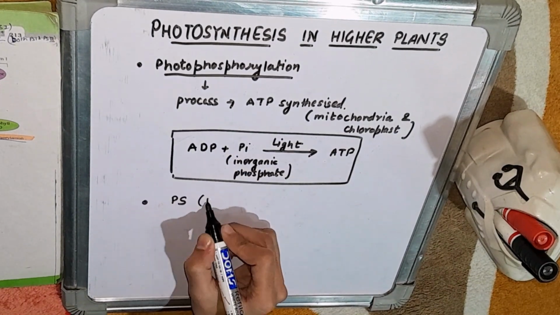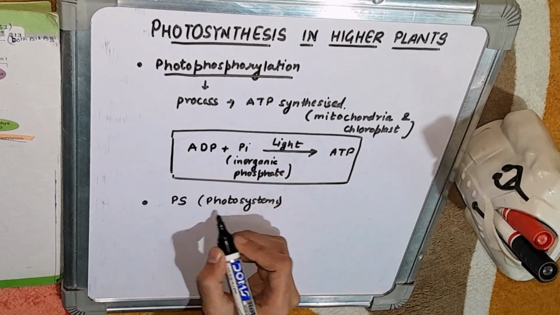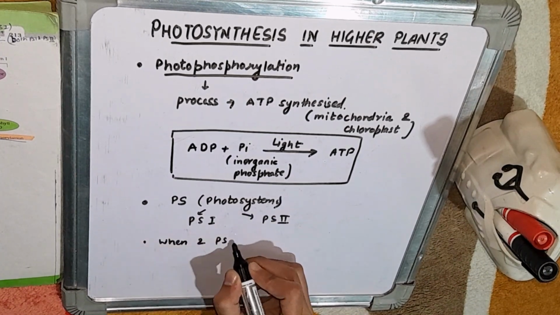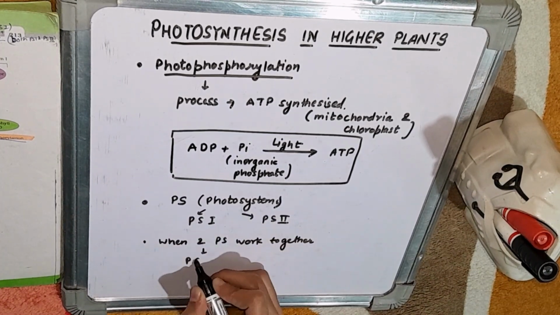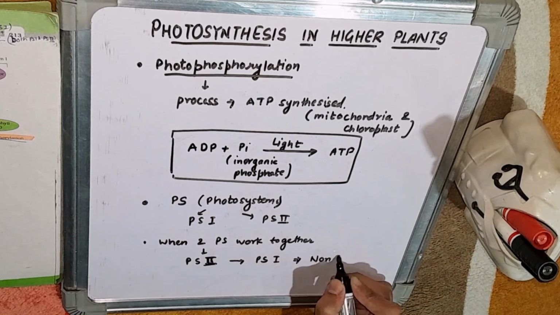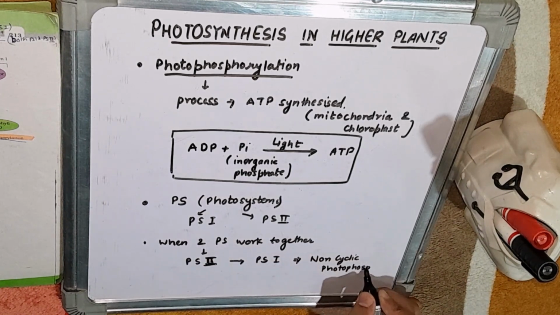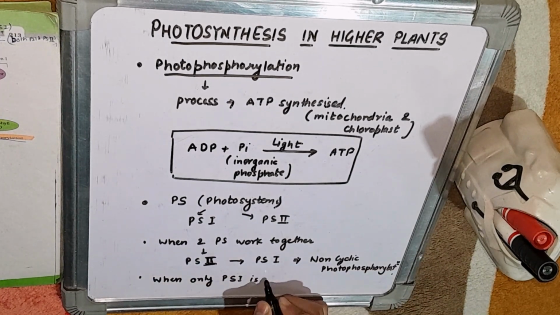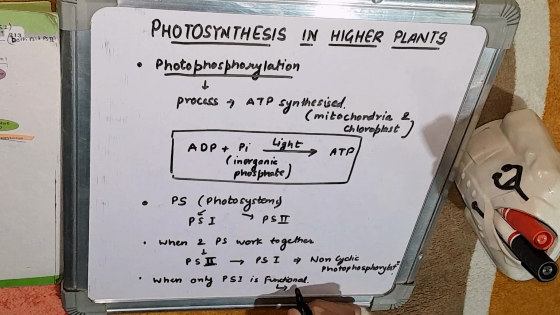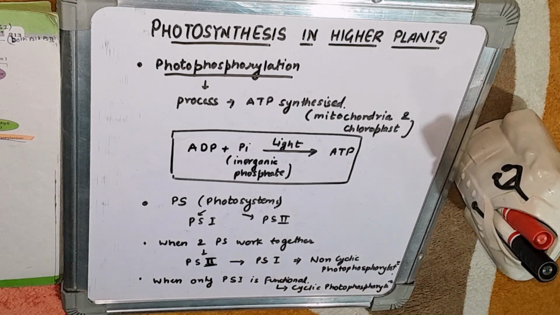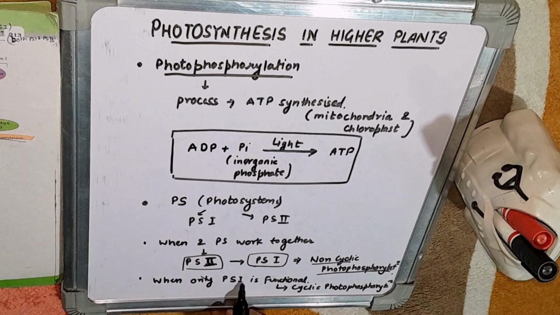There are two photosystems, PS1 and PS2. When these two photosystems work together, first the PS2 and then PS1, it leads to non-cyclic photophosphorylation. And when only PS1 is functional, that is your cyclic photophosphorylation. So let's discuss both of these in detail.